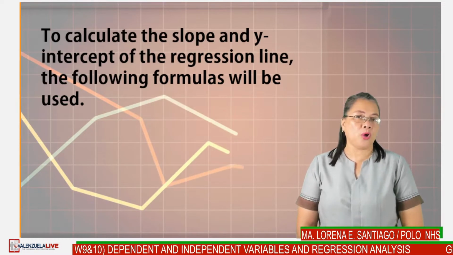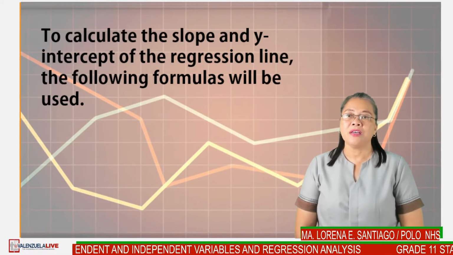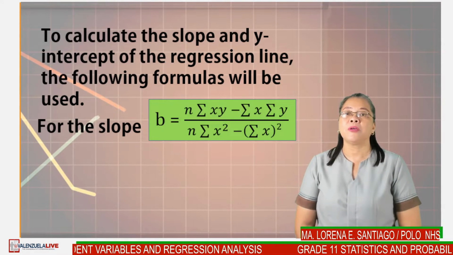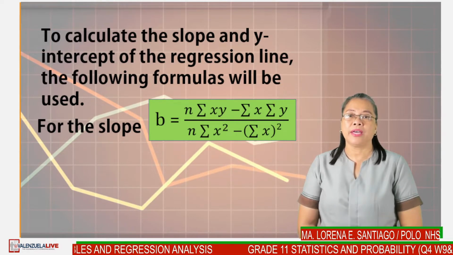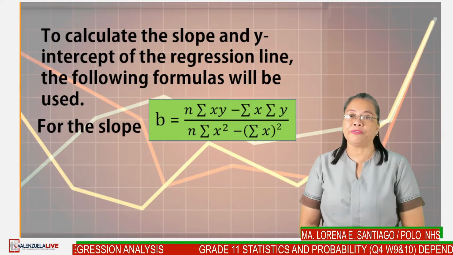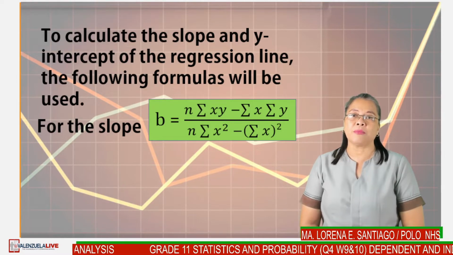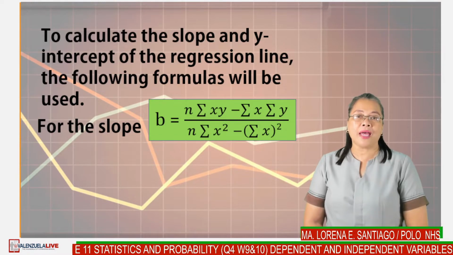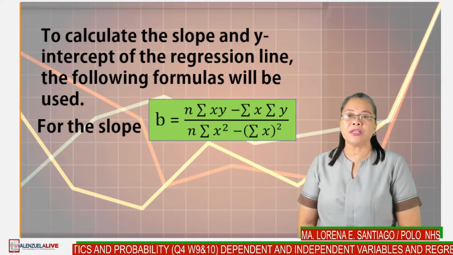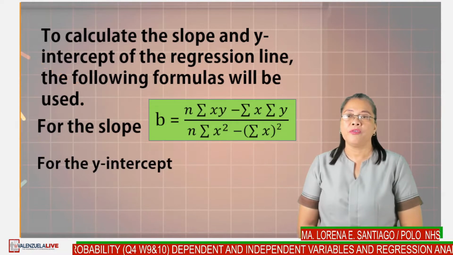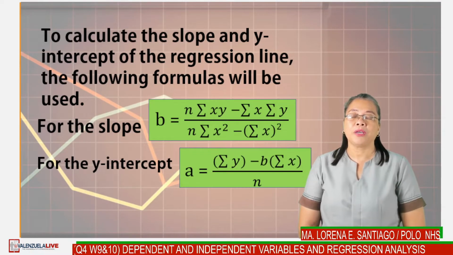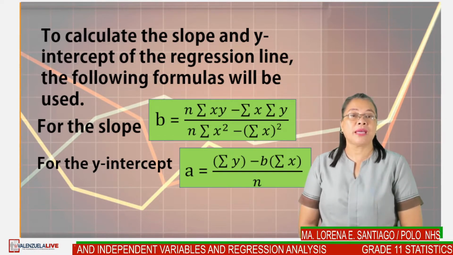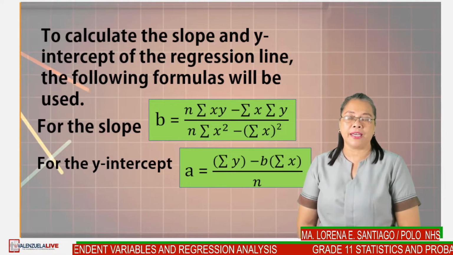To calculate the slope and y-intercept of the regression line, the following formulas will be used. For the slope, b is equal to n times the summation of xy minus the summation of x times the summation of y, divided by n times the summation of x squared minus the square of the summation of x. For the y-intercept a, we will be using the formula: the summation of y minus b times the summation of x, divided by n.